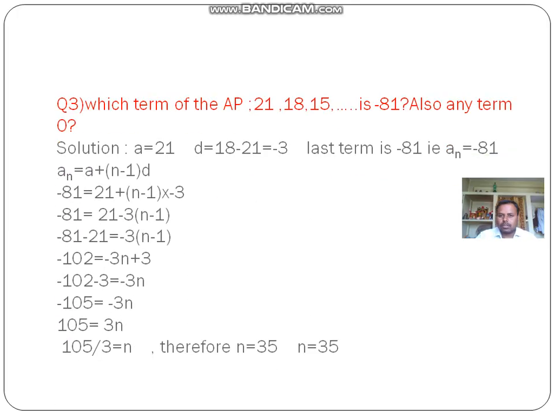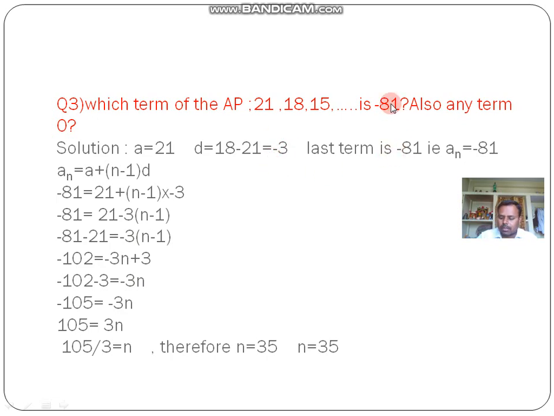Okay, let us move to the next problem. Which term of the AP 21, 18, 15 is -81? So we have to find out which term -81 is. So here the first term is given, a1 is equal to 21, or a is equal to 21. Here the difference is not plus, it is minus. 21 minus 3 is 18, 18 minus 3 is 15. So here the difference is -3.